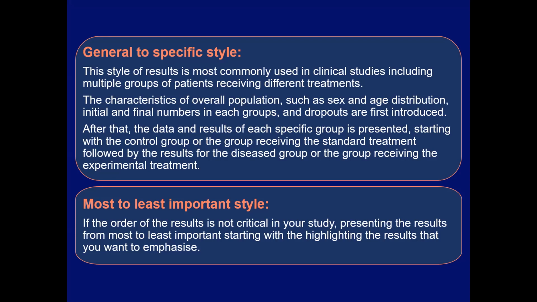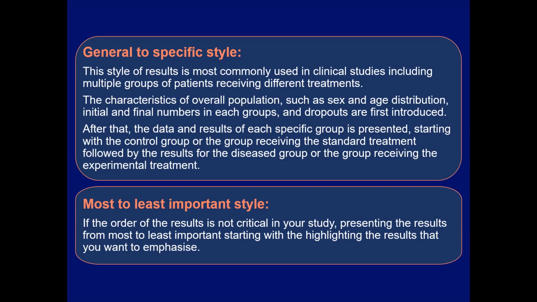After that, the data and results of each specific group. Instead of talking about the general one overall, you will go to the specific group being presented. Start with, for example, the control one, or the group receiving the standard treatment, or the placebo, as we call it in clinical studies, followed by the results for the disease group or the group receiving the experimental treatment. So it gives you specificity about your population, following the general one as a demographic presentation.